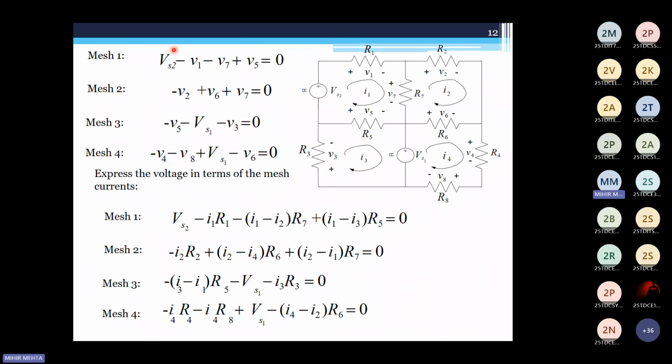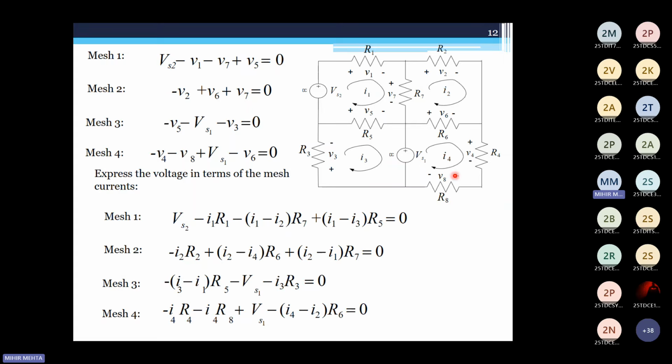Now here, these are the same equations that you have written in the previous slide. Now we are converting them in terms of the voltage drops, that is V1, V2, then we have voltage drops V5, V6, V7, V3, V8, and V4. Also V6.